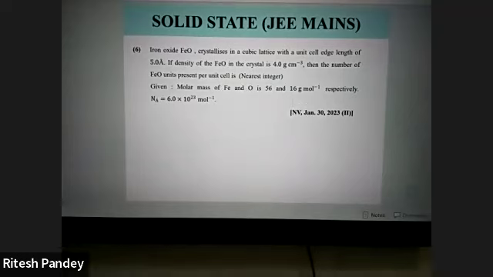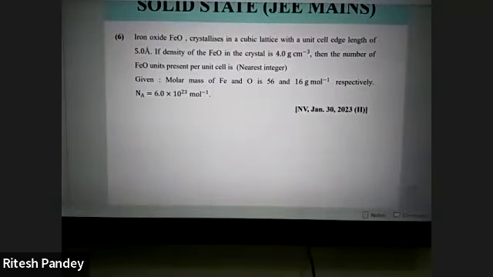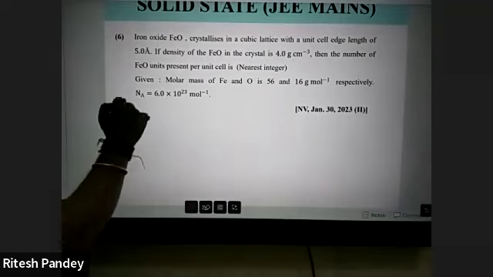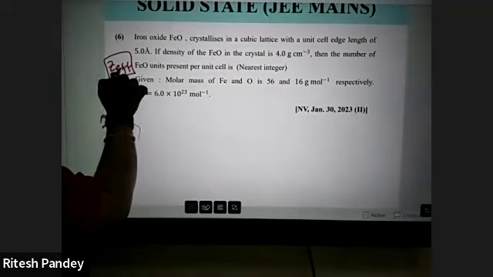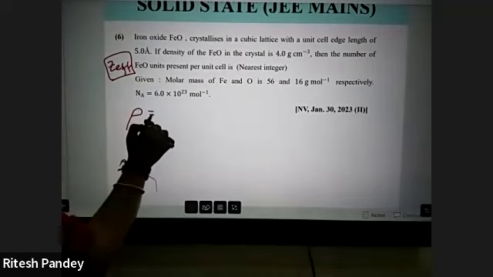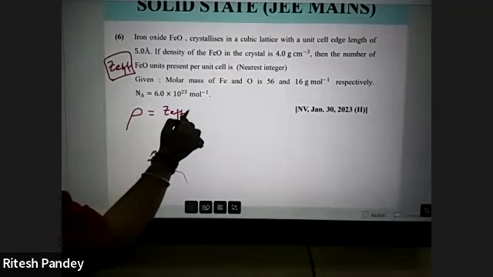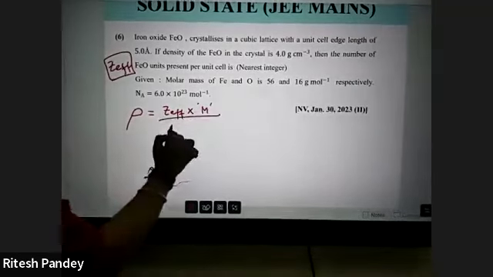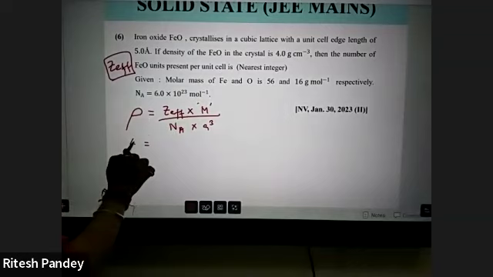So you have an iron oxide crystallizing in a cubic lattice with a unit cell length of 5 angstrom. Density is given, A is given, rho is given, number of FeO units present per unit cell is. So yet again, we have a problem of finding Z effective. By the language of the question, I realized Z effective needs to be calculated. And yet again, we'll want to go with the usual formula, which is rho is equal to Z effective, which has to be calculated, the molar mass, NA and A cube. Now rho is given as 4.